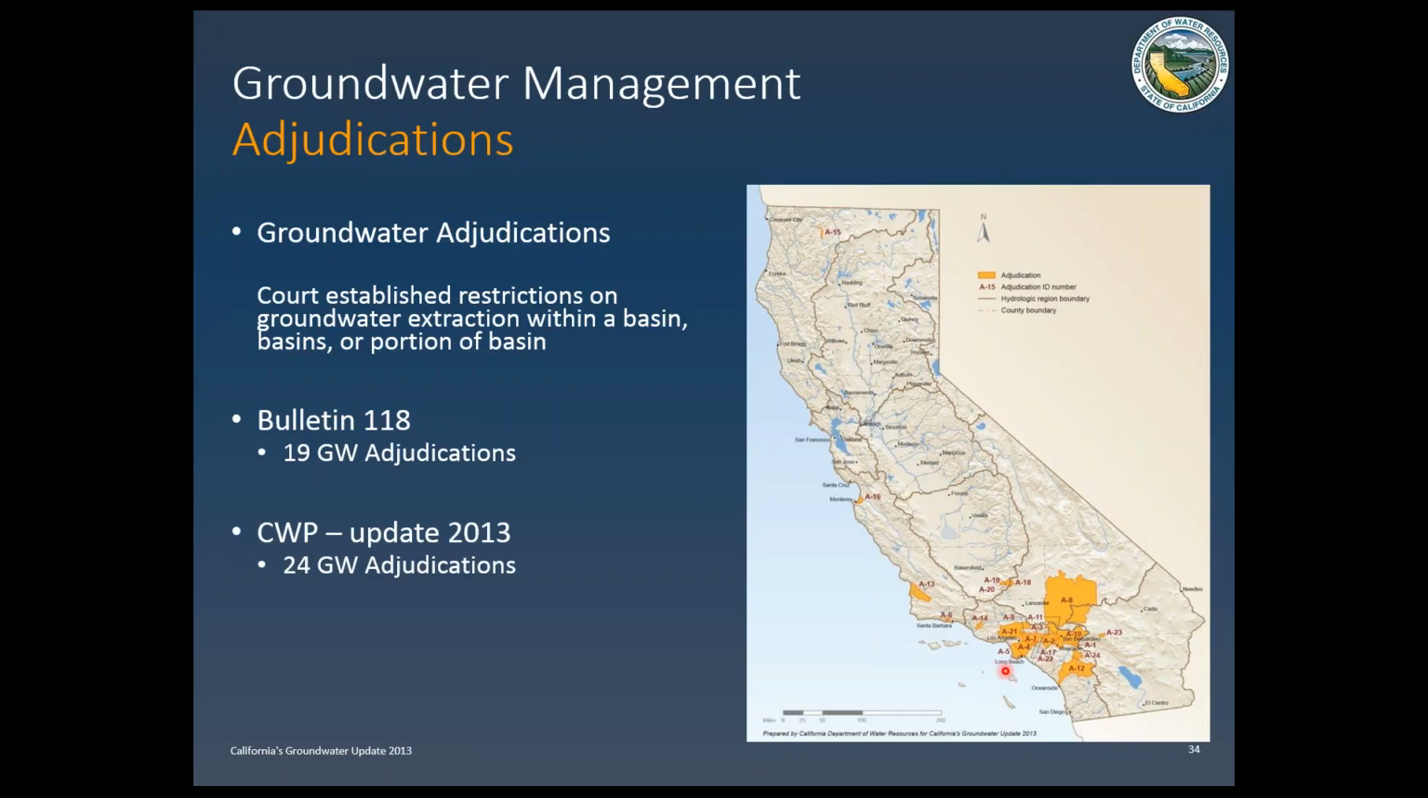Again, most of the adjudications are down here in the South Coast. We have a few up the coastline here and one up in the North Coast, which is actually a stream system that is a little bit different than all the other ones, because only the area within 500 feet of the river is being adjudicated. And you can always get the latest information at our Groundwater Information Center website under Groundwater Management.